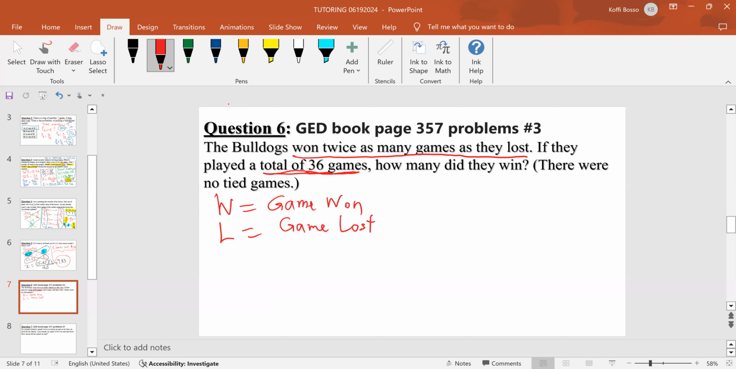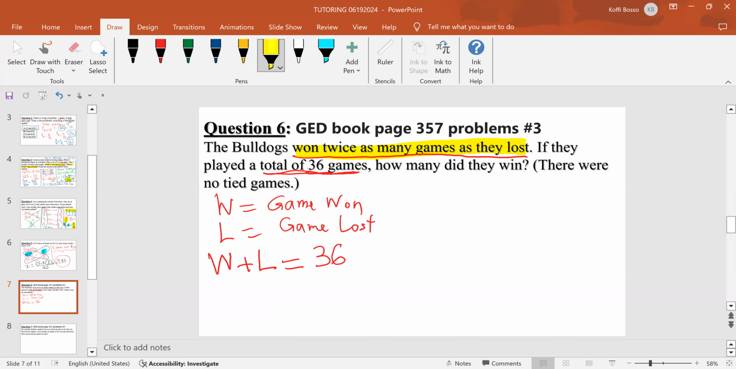Okay. The first thing you have to understand: if you take games won, which is W, plus games lost, what does that give you? That gives me the total. That will be 36, right? Perfect. So this is the first equation: total games won plus total games lost gives you 36.